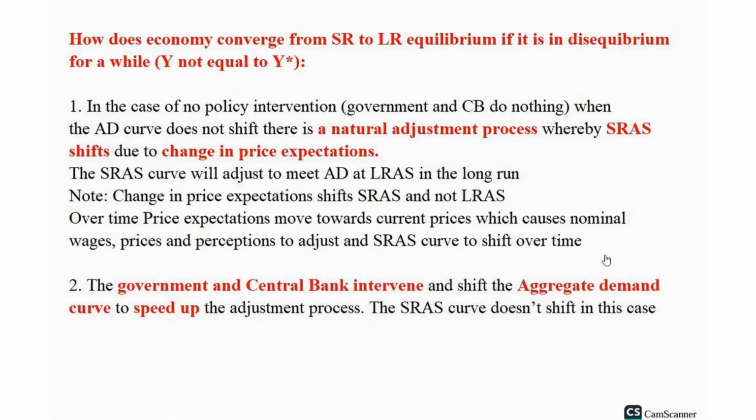Now, if the government and the central bank intervene, then in that case, it will shift the aggregate demand curve to speed up this adjustment process. And in this case, the short-run aggregate supply curve will not shift.